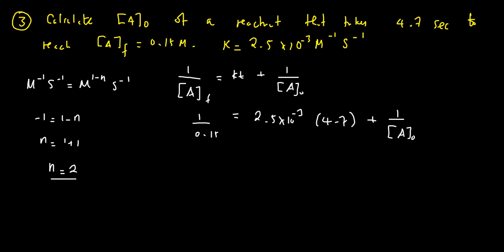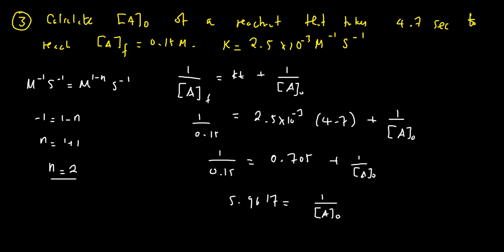So at this point we have 1 over 0.15. If you multiply 2.5 times 10 to the negative 3 times 4.7, you get 0.705. Then we have plus 1 over the initial concentration. We'll take this guy to this side, so it will be 1 over 0.15 minus 0.705. That should give you 5.9617. That will be equal to 1 over the initial concentration of A.